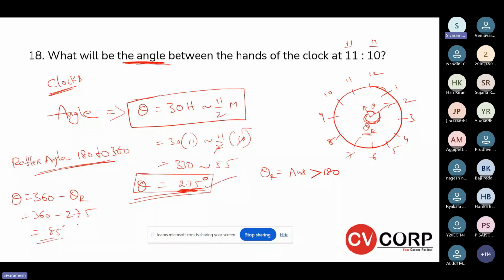So if you get 275, just remember from now, when you get more than 180 degrees, you have found the reflex angle, not the normal angle. In case the question had asked for the reflex angle when the time is 11:10, obviously our answer would be 275, because a reflex angle is more than 180 degrees. But I have not asked anything about the reflex angle in the question, so you should do 360 minus 275. So the correct answer is 85 degrees. Okay, so we'll go for the next question.